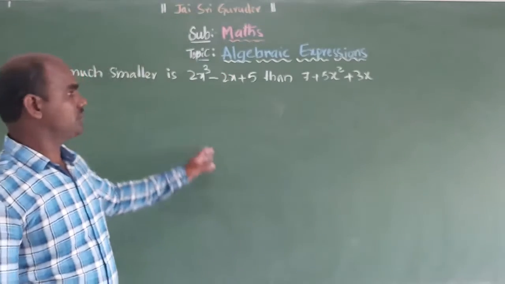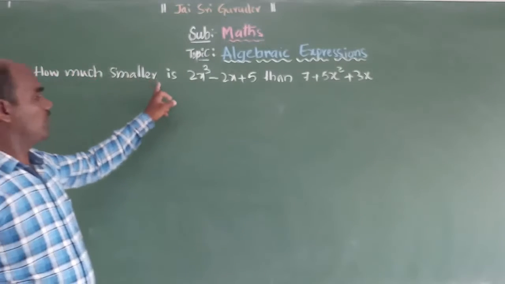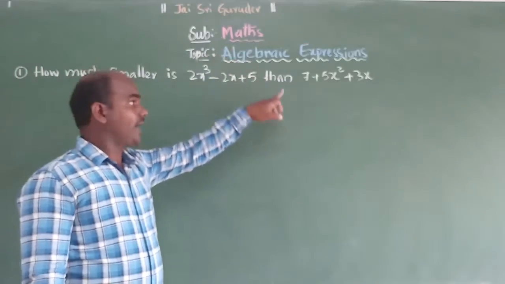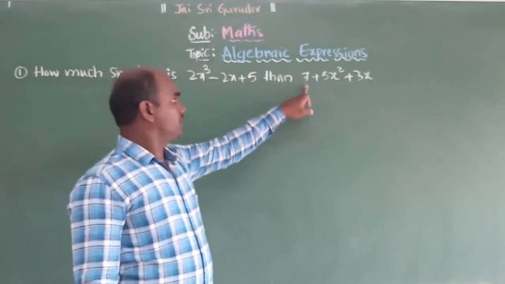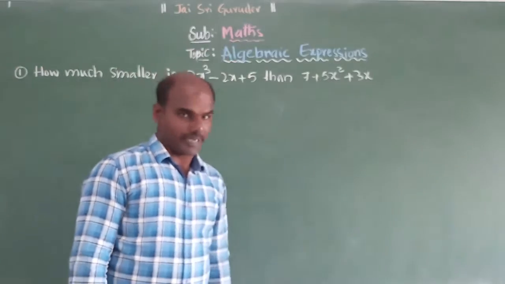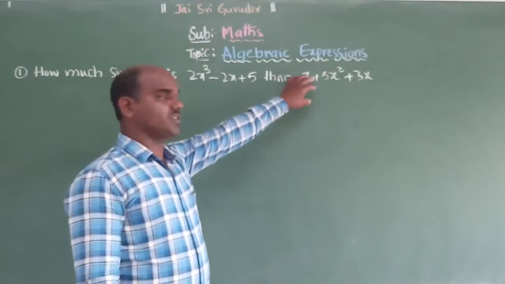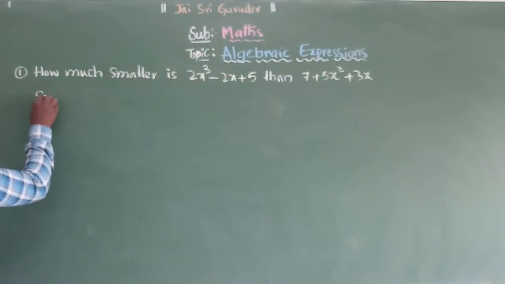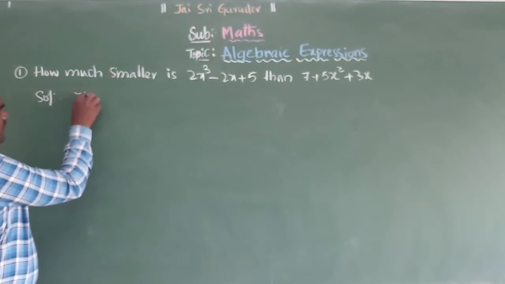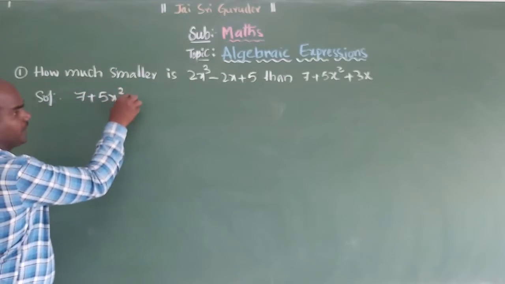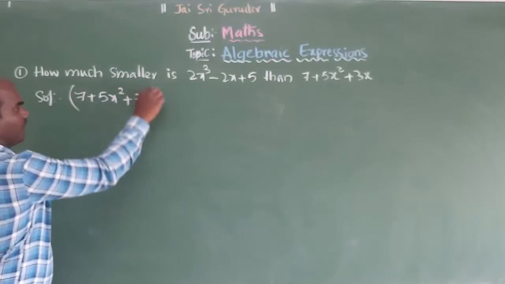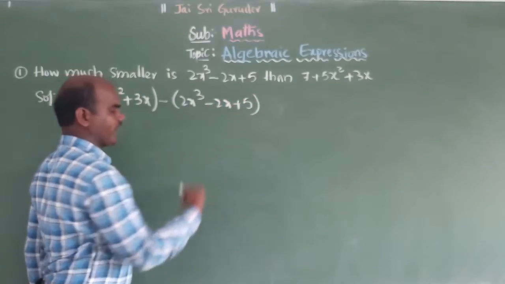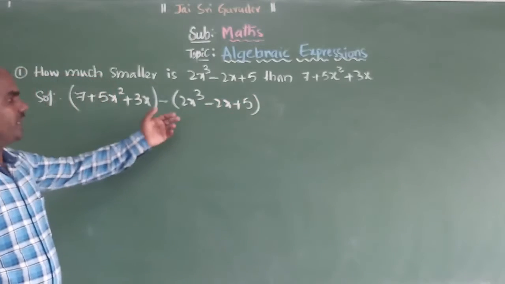The first one is: how much is 2x cube minus 2x plus 5 smaller than 7 plus 5x square plus 3x? For this, we have to find how much smaller it is. So the answer S is 7 plus 5x square plus 3x minus (2x cube minus 2x plus 5). Now we have to remove the brackets.